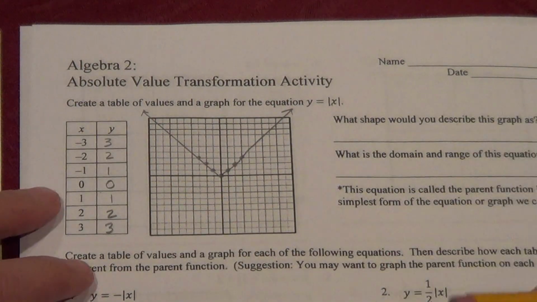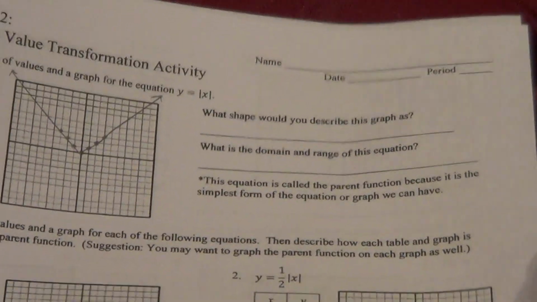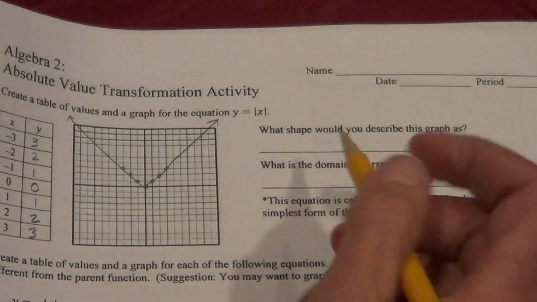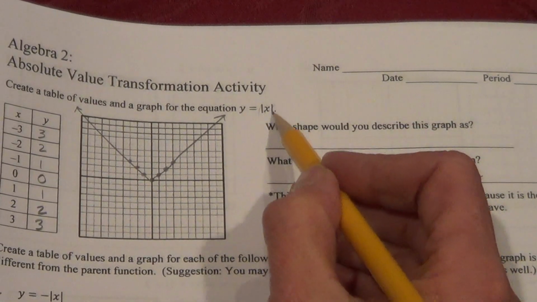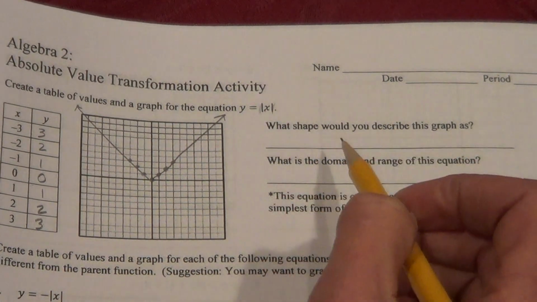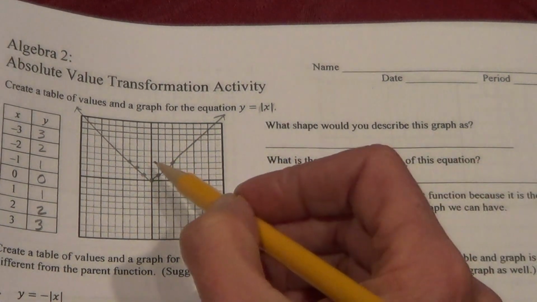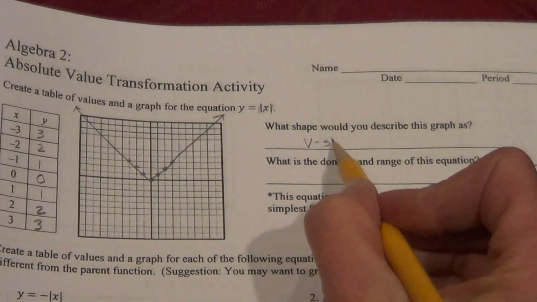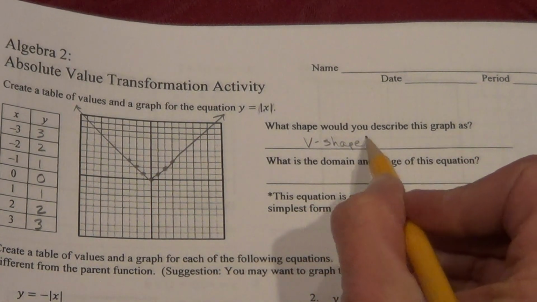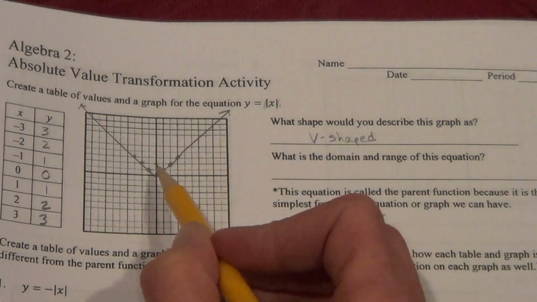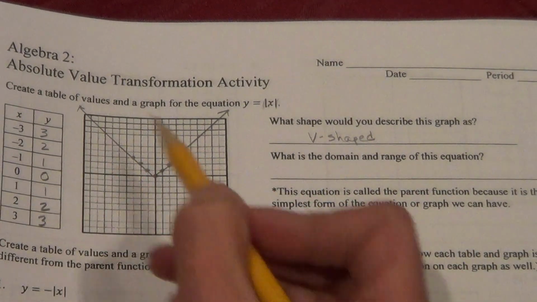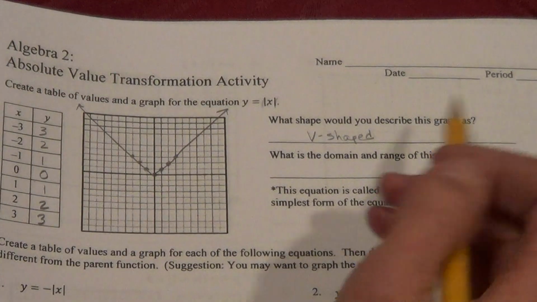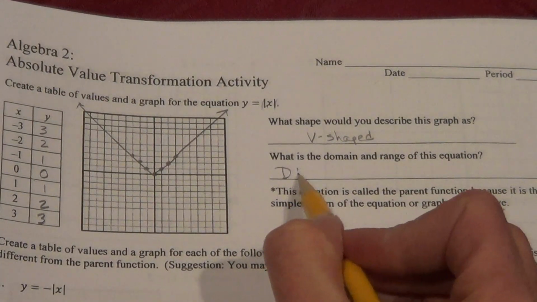Okay, looking at the absolute value graph, we see that having those absolute value lines, that's the only change from our last equation, causes this to become a V-shaped graph. The domain doesn't have any restrictions going left or right. You can go forever that way, so the domain is still all real numbers.